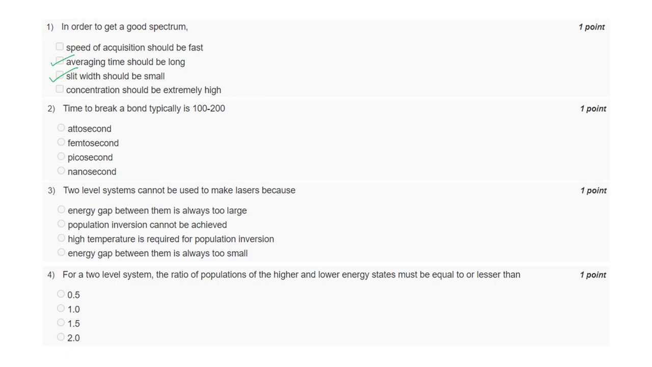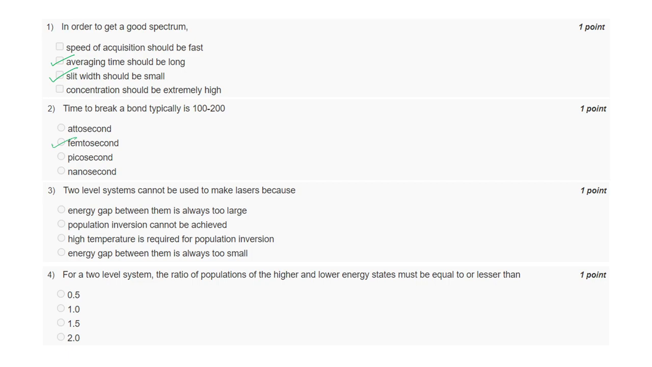Now specifically for absorbance, for fluorescence, it doesn't actually require extremely high concentration; a very dilute concentration is required. So anyway, for the second question, the time to break a bond is typically 100 to 200 femtoseconds, right? From the Eyring equation and all, we got that.